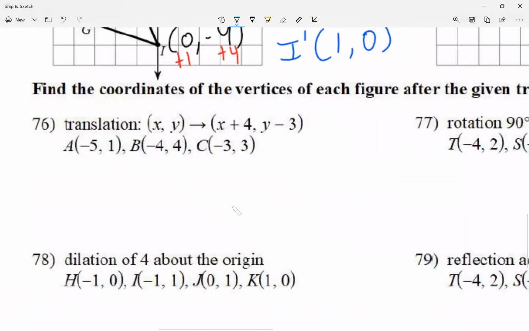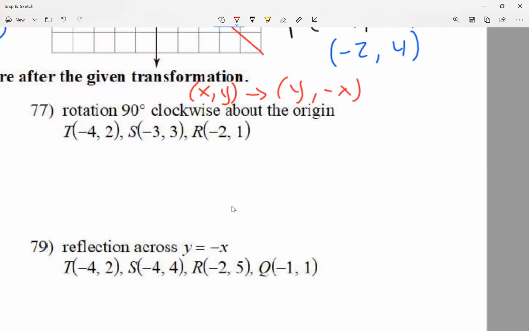Rotation 90 clockwise. Let me use my notes. Again, when I say notes, I mean question 51 on our notes. 90 clockwise, x, y becomes y, negative x. So T prime will become 2, 4. S prime will become 3, 3. And R prime will become 1, 2. Numbers flip, and the number that was x to begin with, switch the sign.